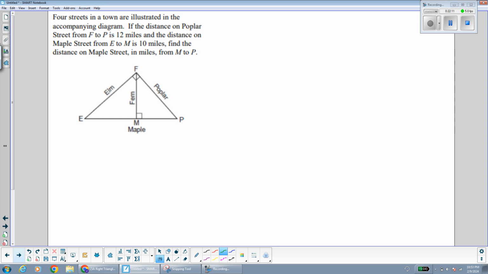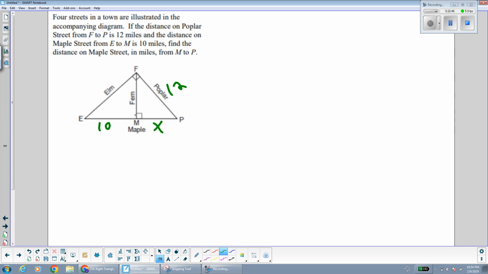4 streets in a town are illustrated in the diagram. This big right triangle with an altitude drawn to the hypotenuse. I'm going to think hills or SAS as I'm reading. If the distance on Poplar Street from F to P is 12 miles, and the distance on Maple Street from E to M is 10 miles, find the distance on Maple Street from M to P. So I'm going to ask myself, hills or SAS?